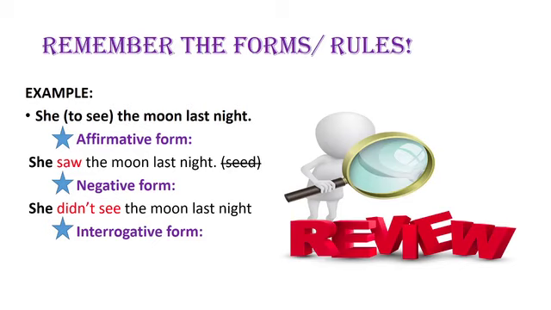For the interrogative form, again, we use the verb to do in the simple past, did. Where do we put it? Do you remember? I know you remember. Yes, we put it at the beginning of the sentence, did. And then the subject, she. And then the verb, see. Did she see the moon last night? Remember, when we use auxiliaries like didn't and did, we don't change the verb. The verb stays in the infinitive form. She didn't see. Did she see? So now we will go and practice these elements.